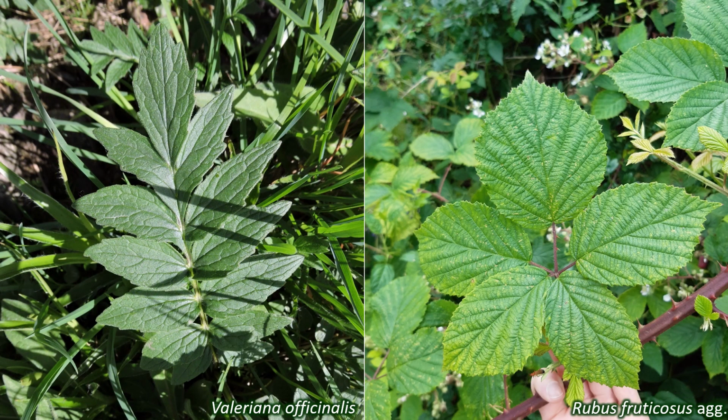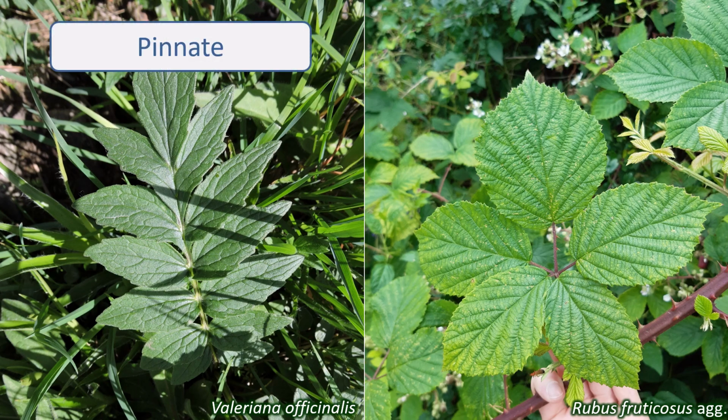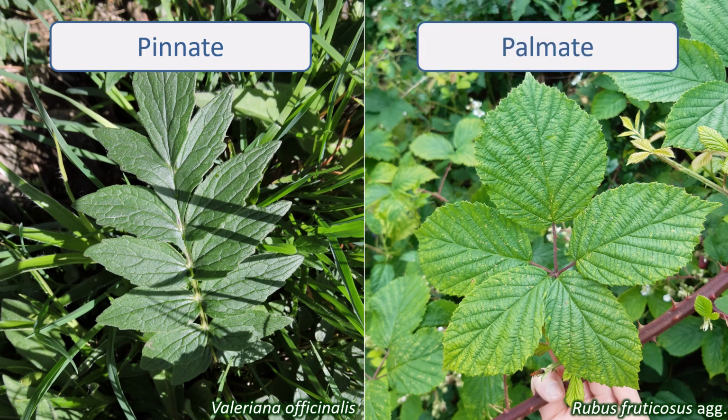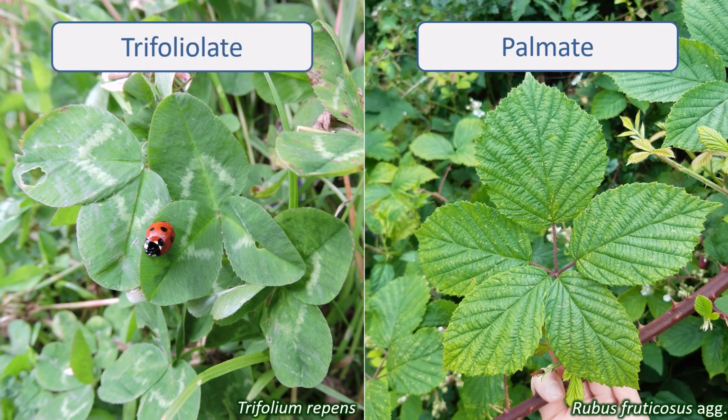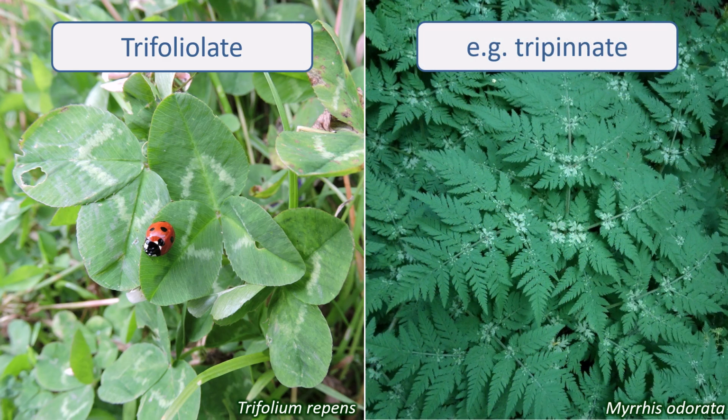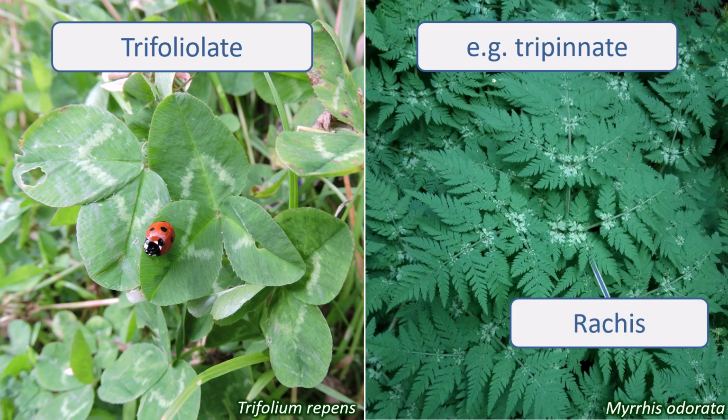When these leaflets are arranged on either side of the midrib, the leaf is known as pinnate. When the leaflets radiate out from one point at the end of the petiole, the leaf is called palmately compound. Three leaflets joined at one point is known as trifoliolate, like in Trifolium repens, white clover. Compound leaves can be more than once pinnate too, giving them a feathery appearance, common in Apiaceae species and ferns. In compound pinnate leaves, the midrib is known as the rachis.